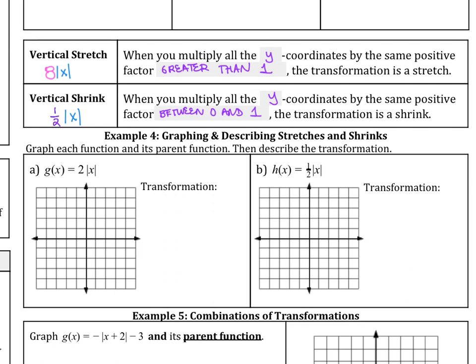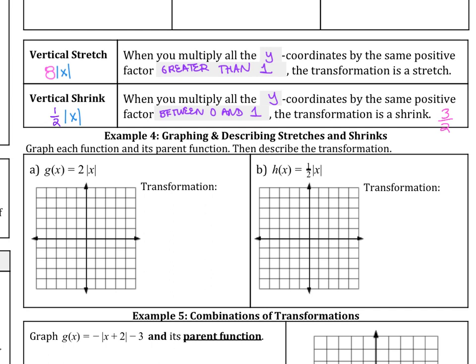I'm not going to say that they're just fractions, because there are fractions and decimals, for example, that are greater than 1, right? So can you think of an example where a fraction is greater than 1? So an example would be 3/2, right? So that is still a vertical stretch, right? That's greater than 1. So think about vertical shrinks are when it's between 0 and 1.